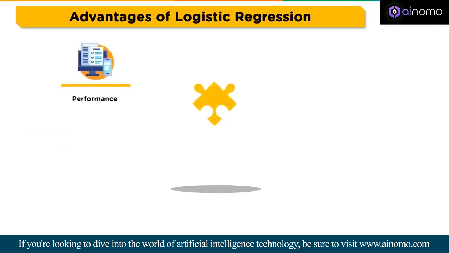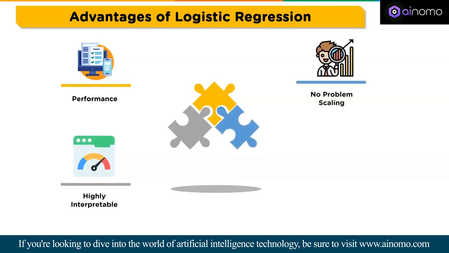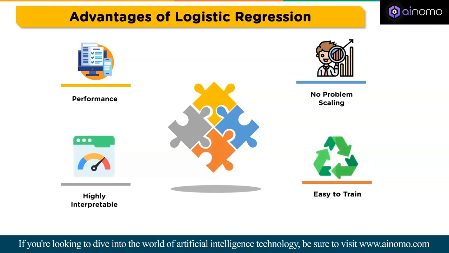The first one is that logistic regression performs better when the data is linearly separable. The second one is that it does not require too many computational resources, as it's highly interpretable. The third one is that there is no problem scaling the input features. It does not require tuning. The fourth one is that it is easy to implement and train a model using logistic regression.